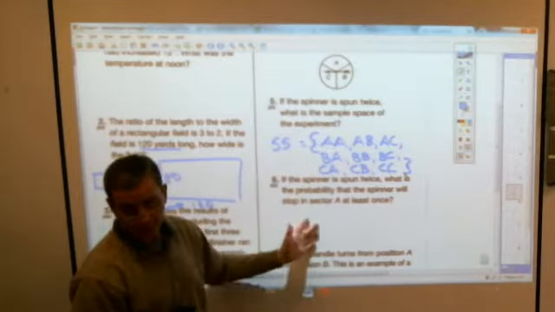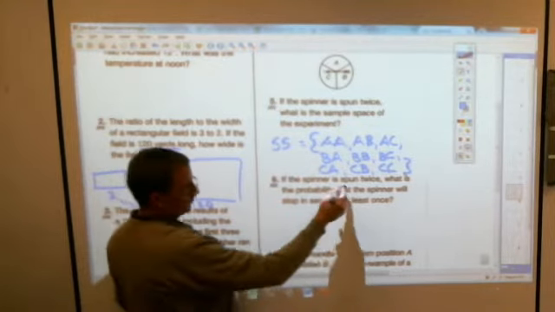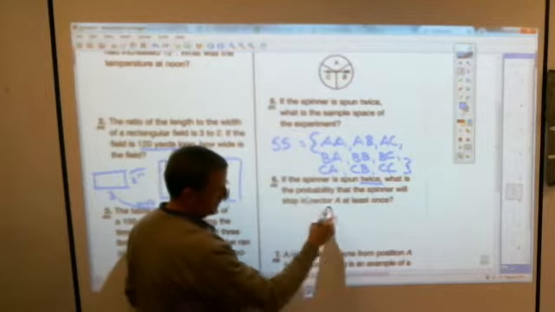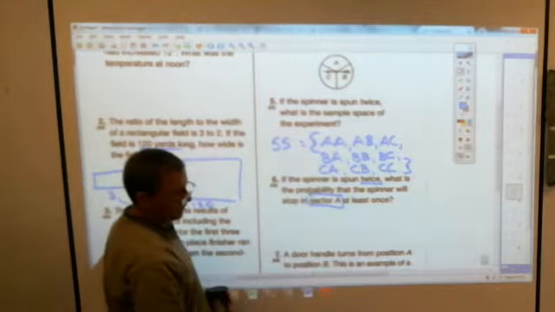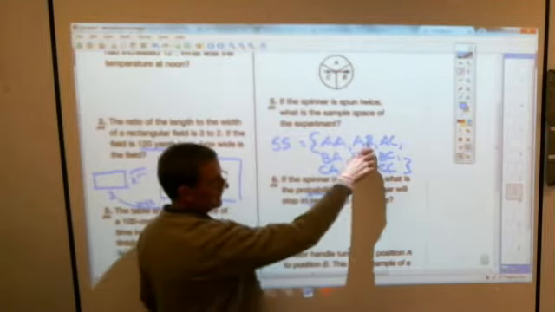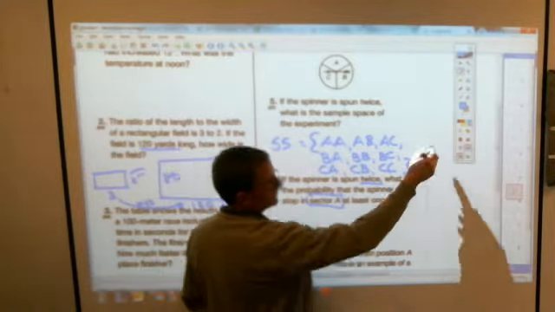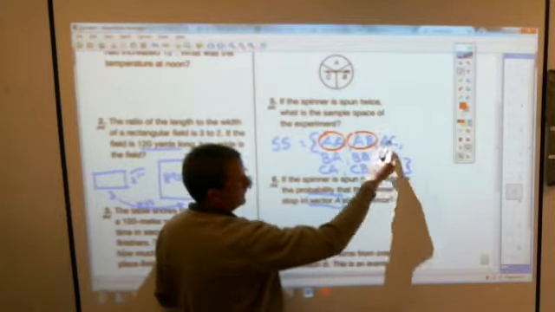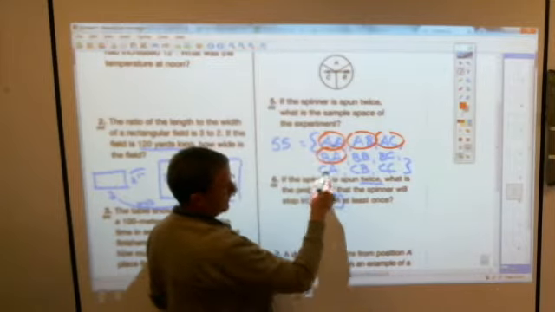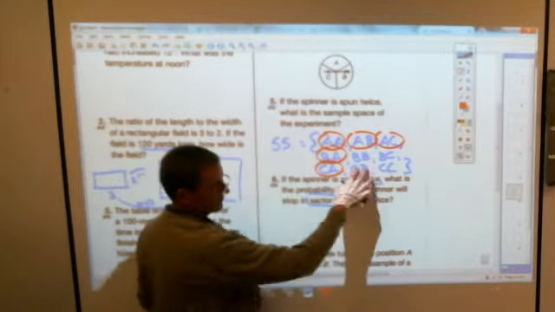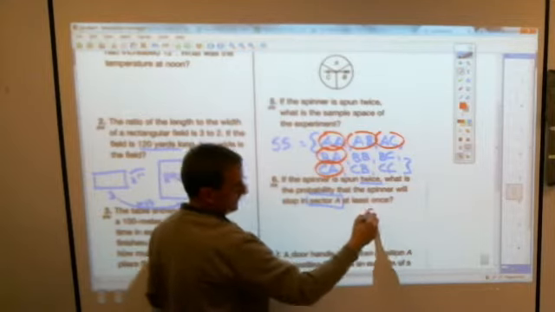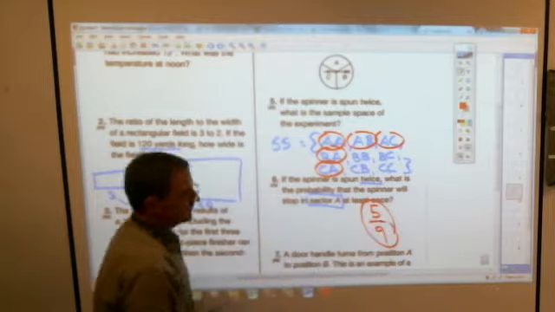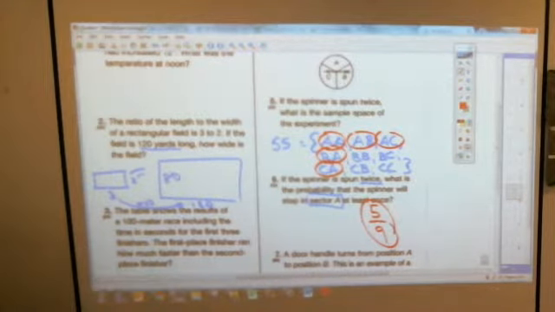And if you don't get that, you're not going to get this right, because this goes on to say, if you spin it twice, which is what we did up there, what's the probability that you'll get an A at least once? So you find all of these that have at least one A in them. Let's take a look here. This has one A, that has an A, that has an A, that has an A, and that has an A. Those don't have at least one A in them, so you have 5 of the 9 spins. You get at least one A. So it's a 5/9 probability.